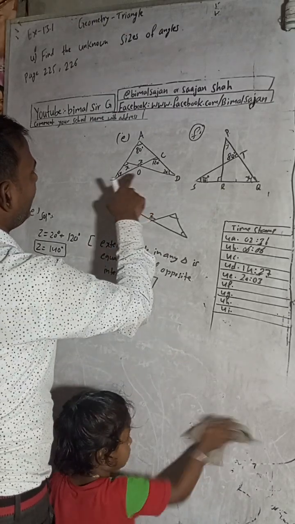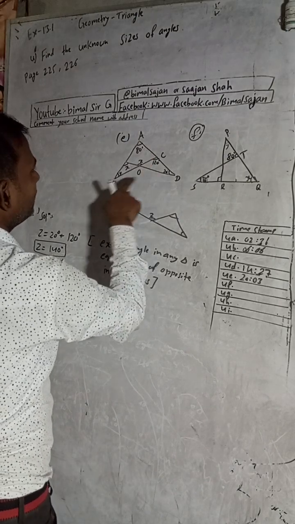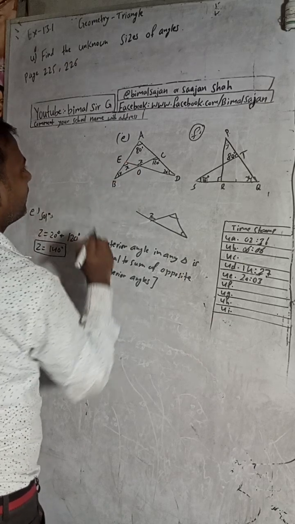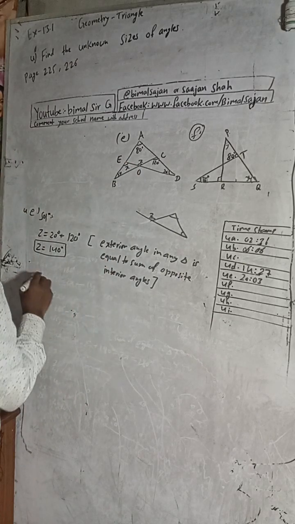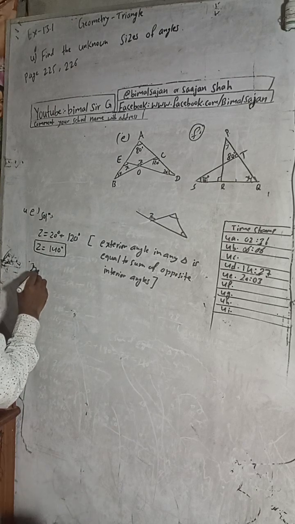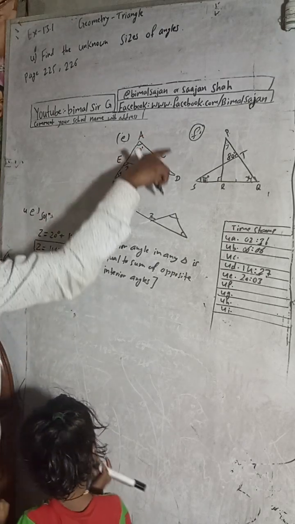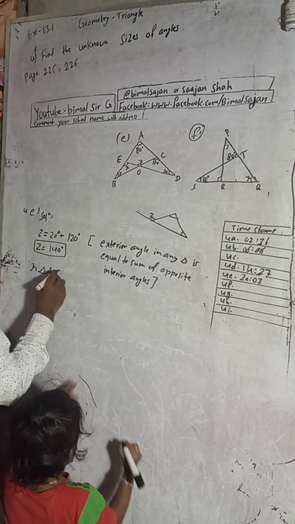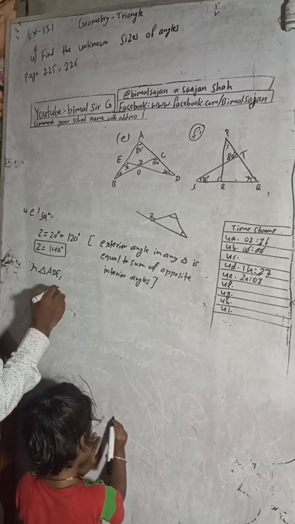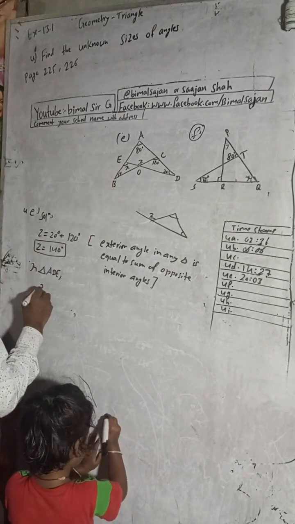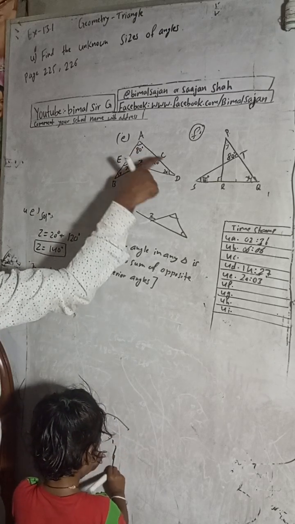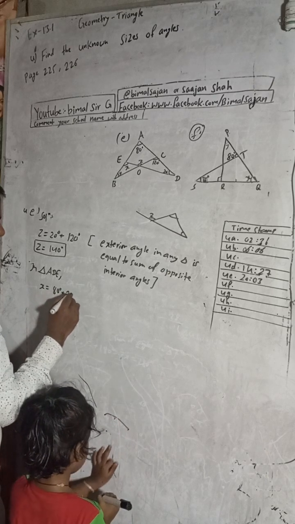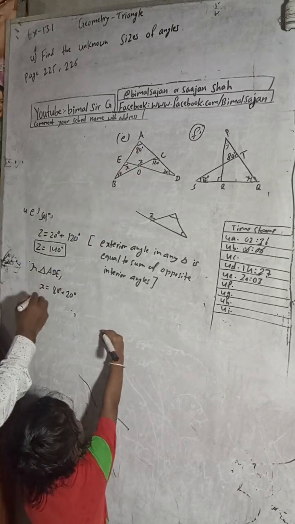Now, in the triangle, I will write here by myself, A, B, C, D, and I will write here E. So in triangle ABE, in triangle ADE, this is X. X is equal to this degree plus this 20 degree. 80 degree plus 20 degree.